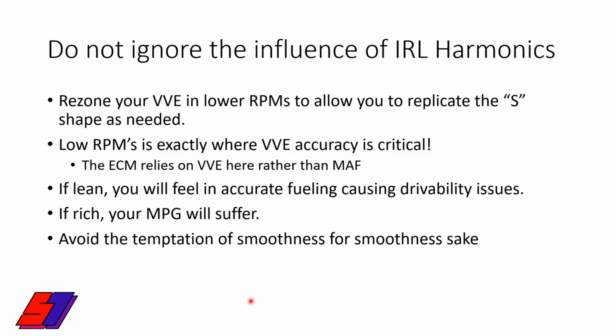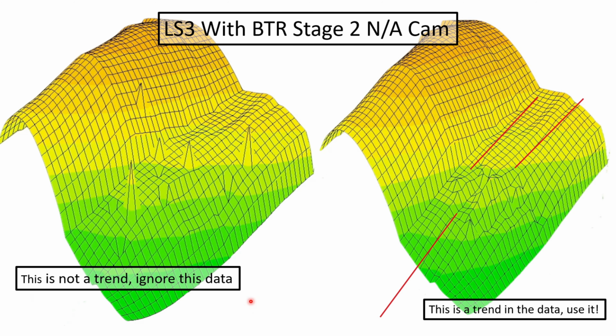So don't ignore the influence of the harmonics. Take those into account. I mean, this is actual airflow going into your cylinder. It needs to be modeled. Now, I'm not saying that you should ignore potential problems, right? So, this is another car that I'm working on. It's an LS3 with a BTR Stage 2 cam, and you can see the influence of these harmonics here. We have a little peak, a little ridge in here, and a little ridge in here, and then we have a valley down here.